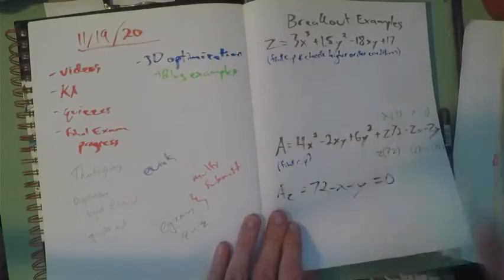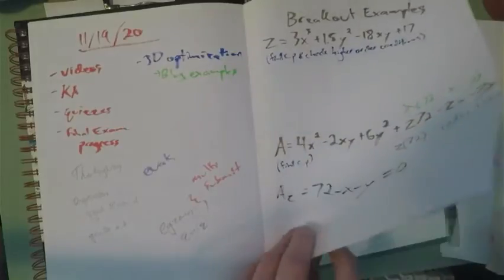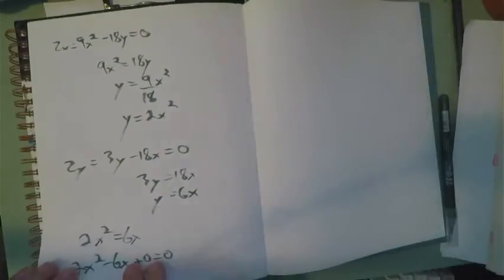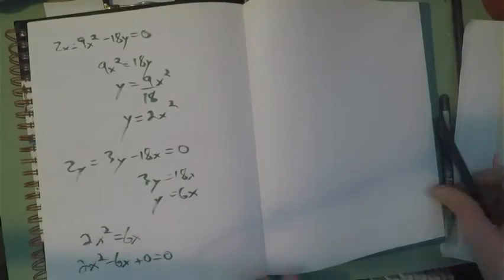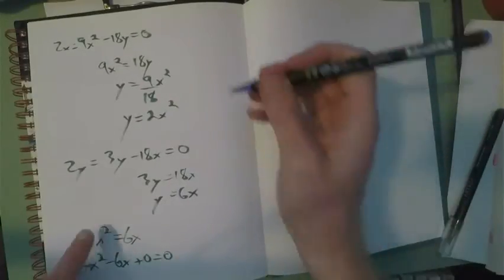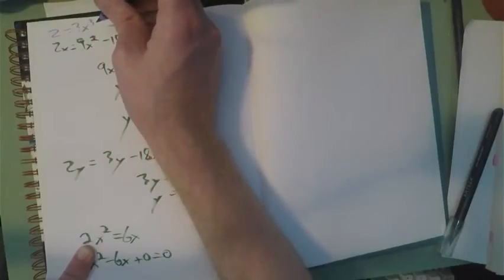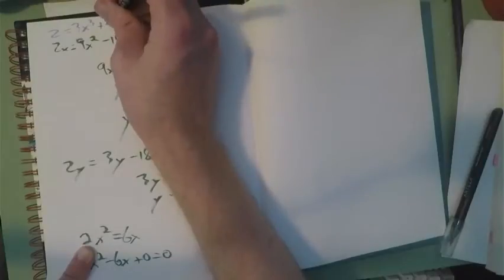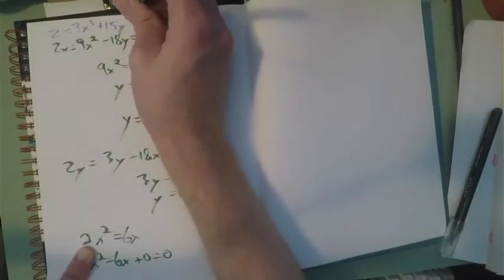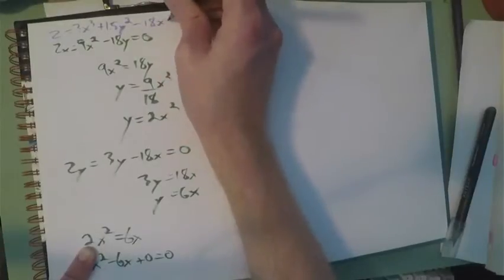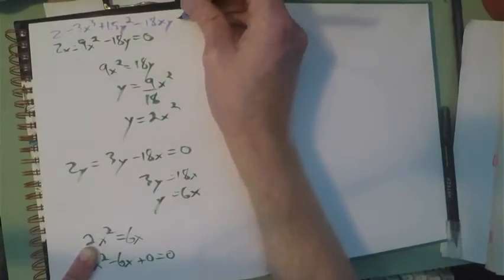So we've got this equation. Now, I took a swing at it and something messed up. So let me take another swing at it. I'm going to start from here, and let me also just copy out some details. So z is equal to 3x cubed plus 1.5 y squared minus 18xy plus 17.